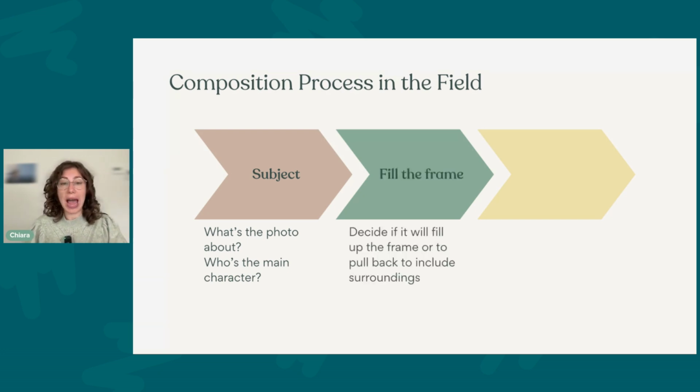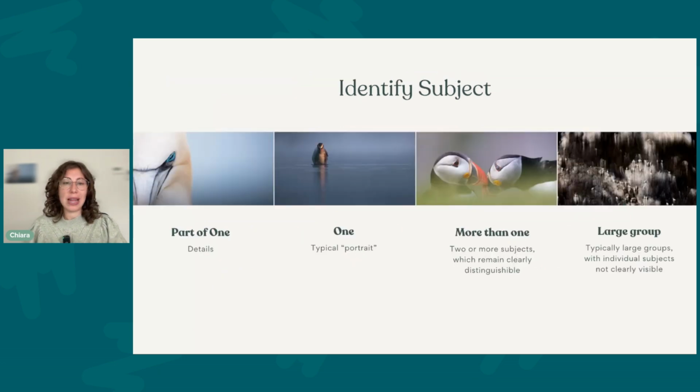Then we also have to ask the question, how much do we want the subject to fill the frame? Do we want to get closer, or perhaps we want to pull back to include more of the surroundings? And finally, we want to decide where to position the subject. In today's class and also in the next ones, we're going through all this process. So the first step is identifying the subject.